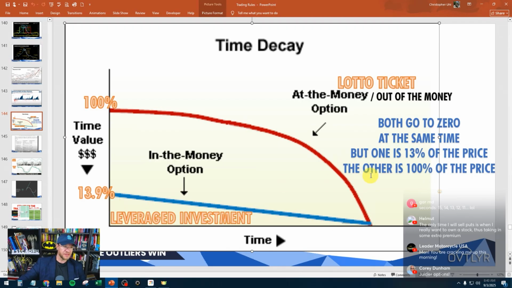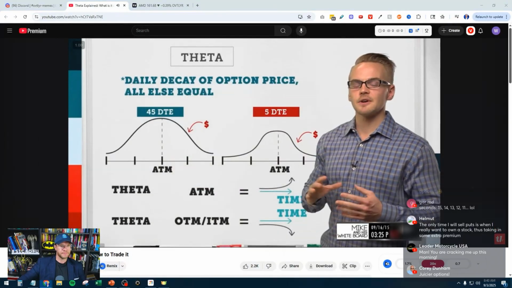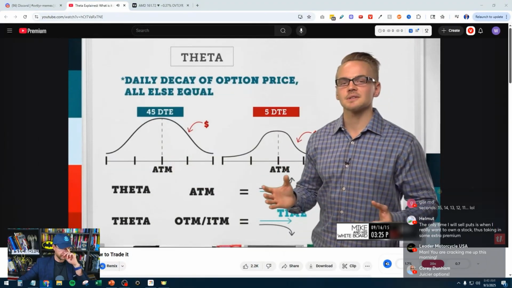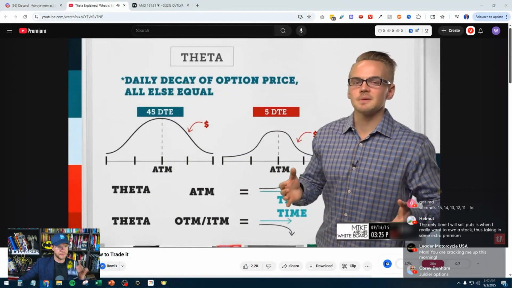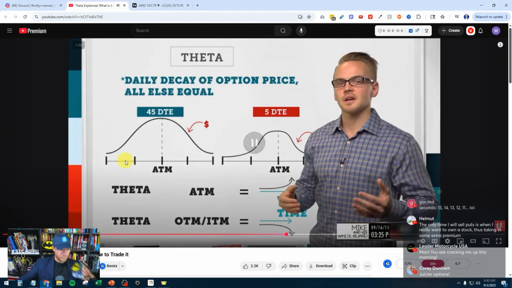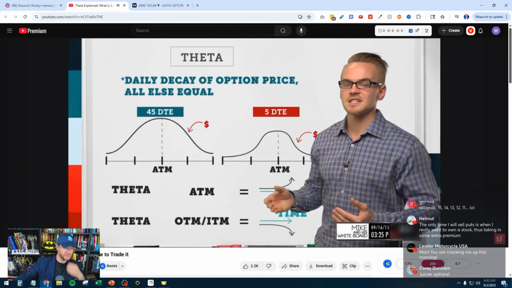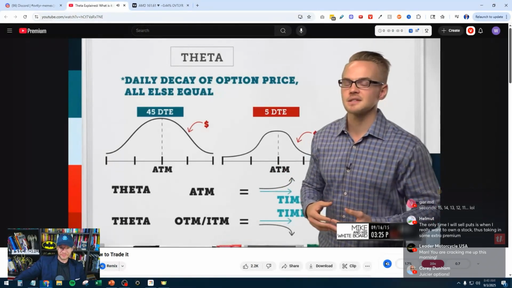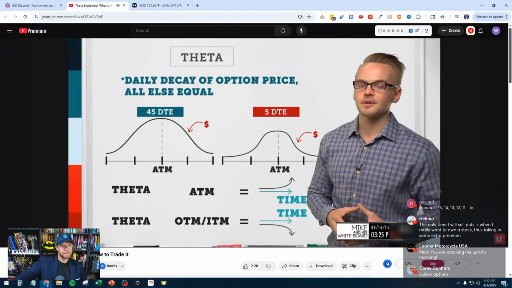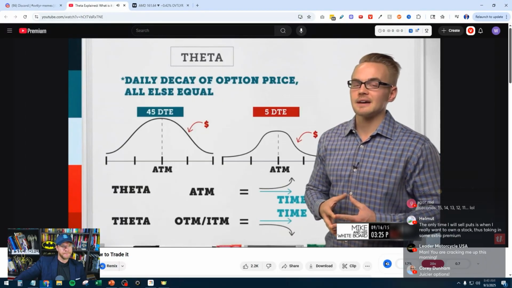But if you do the leverage investment route, like I talk about, it's pretty linear. When you're very far out in time, like 100 days out, theta is going to appear to be pretty linear. But when you get closer to expiration, theta basically spikes up for at the money options, because at the money options are still going to hold their value, but now there's only 5 days left.